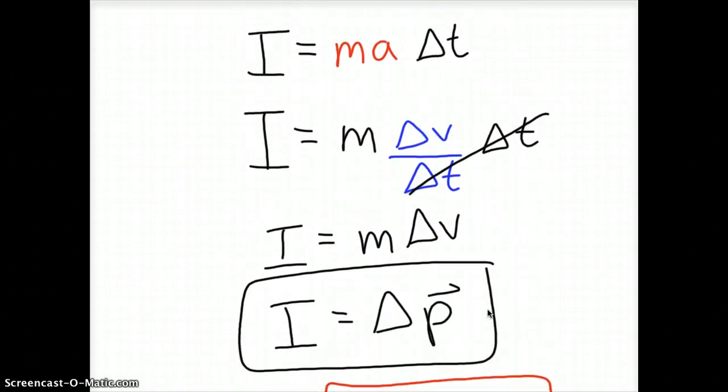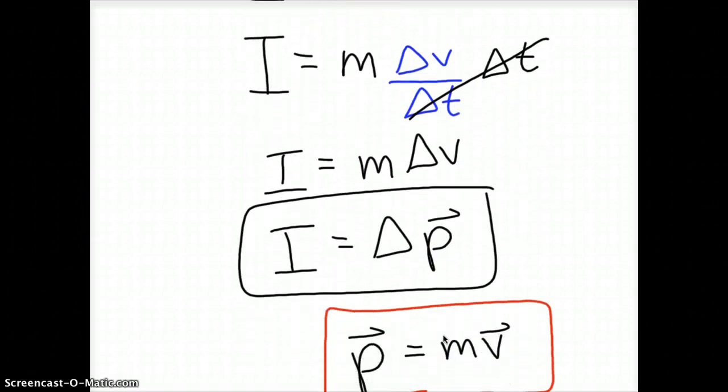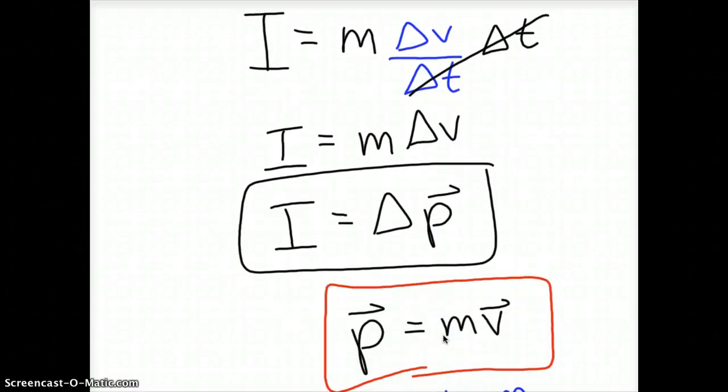So this gives us an important new theorem. Impulse equals a change in momentum. A lowercase p stands for momentum. And momentum is mass times velocity. So these are our two new ideas. Impulse is a change in momentum, and momentum is equal to mass times velocity.